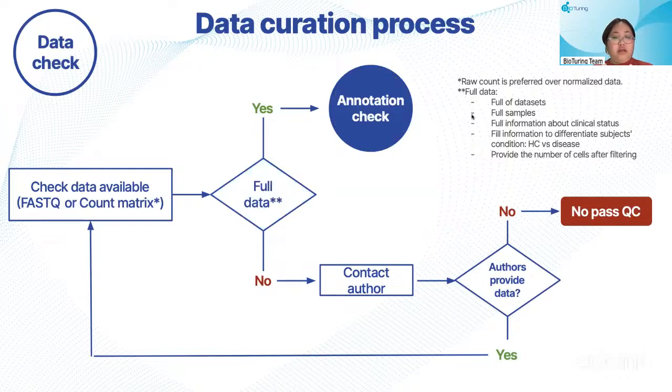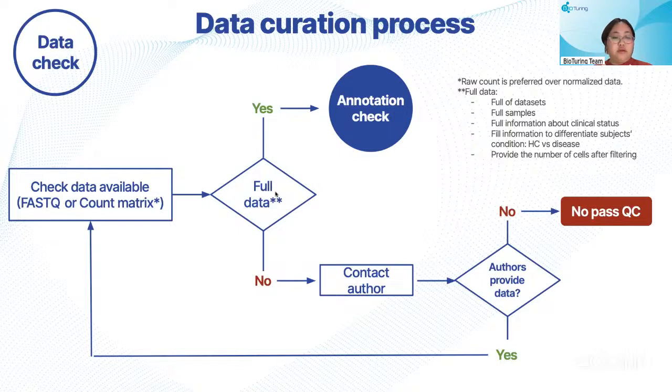Okay, and here, if the full data is available, we will move on to the next step, which is the annotation check. Here, I just want to give you a heads up that ideally, we prefer to receive raw count matrices, as indicated by the asterisk here, over already normalized data, right?